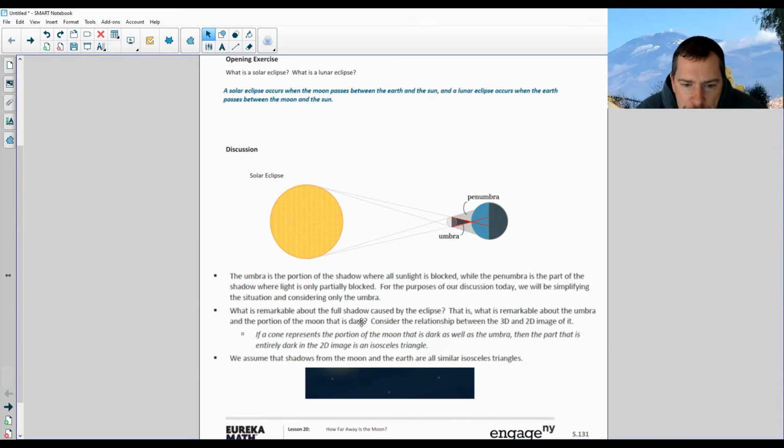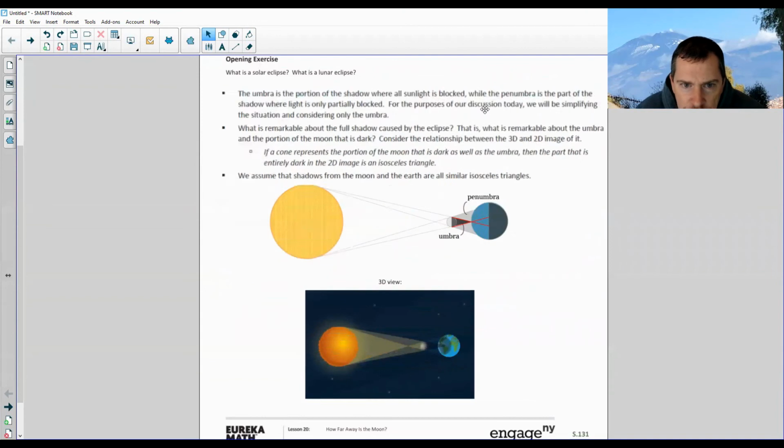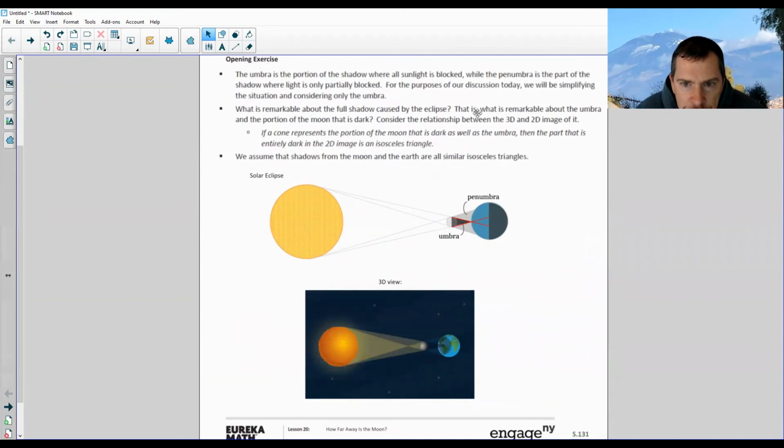What is remarkable about the full shadow caused by the eclipse? That is, what is remarkable about the umbra and the portion of the moon that is dark? I'll see you on the dark side of the moon, okay? Consider the relationship between 3D and 2D images of it. So here's the 3D. Let me move this up here. Okay, so here's 2D and here's what's happening in 3D. So you can picture better what's happening.